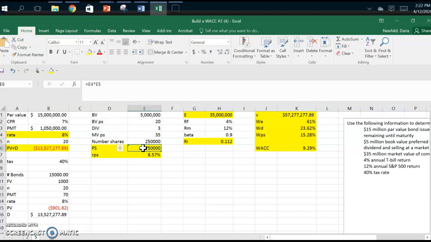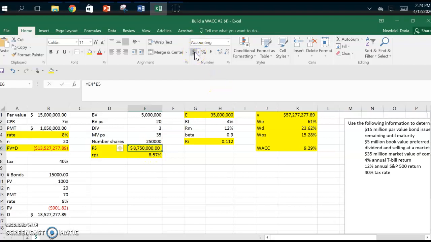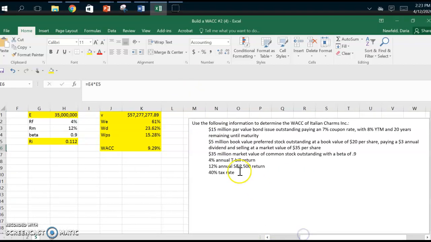Now, in order to get my overall market value of preferred stock, I take the number of shares outstanding, 250,000, times the market value per share. So I come up with my market value of preferred stock here as 8.75 million.